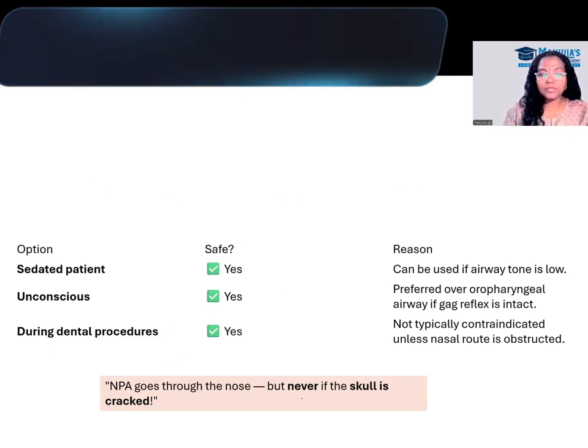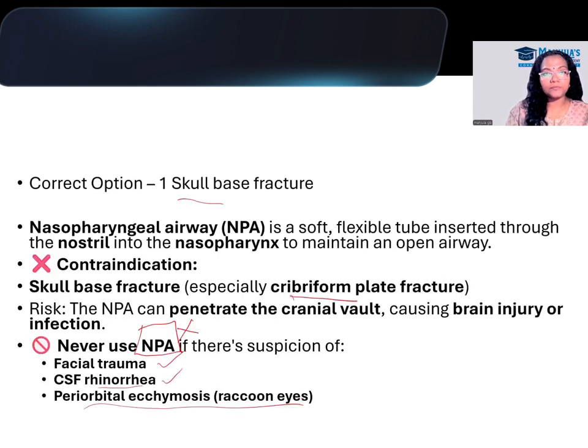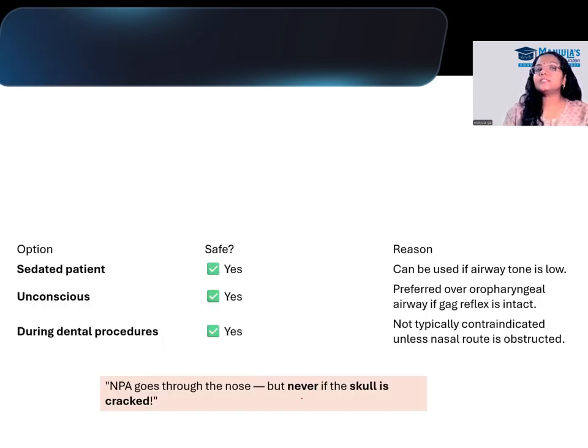This is a very important question. What are the other options which were given? See, sedated patient, unconscious during dental procedures. Let us check the other options as well. So sedated patient, it is safe to use. It can be used if the airway tone is low. In unconscious patient also it is safe to use. It is anytime preferred over oropharyngeal airway if gag reflex is intact. Then during dental procedures, yes, fine. It's not typically contraindicated unless the nasal root is obstructed. So NPA goes through the nose, but never if the skull is cracked. Just remember that.